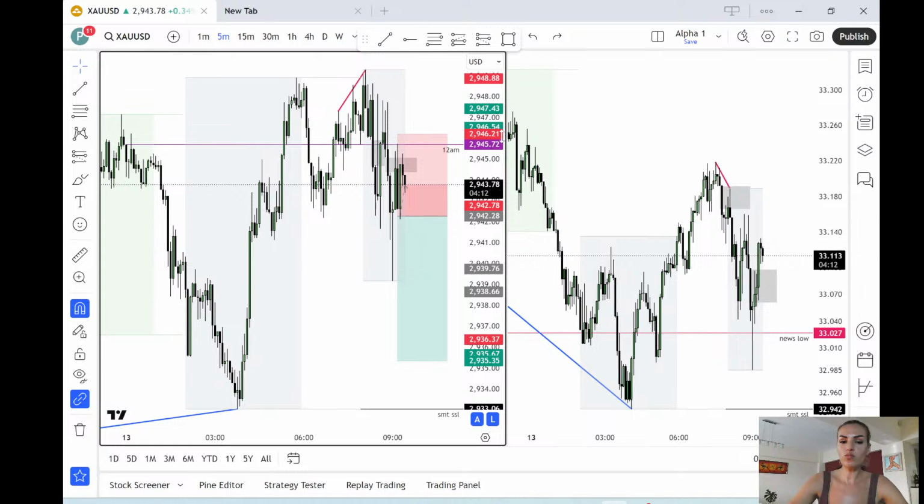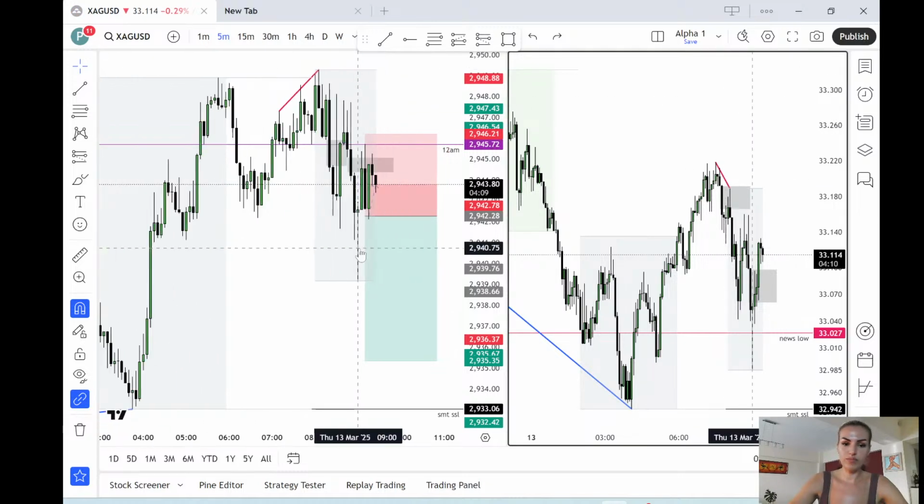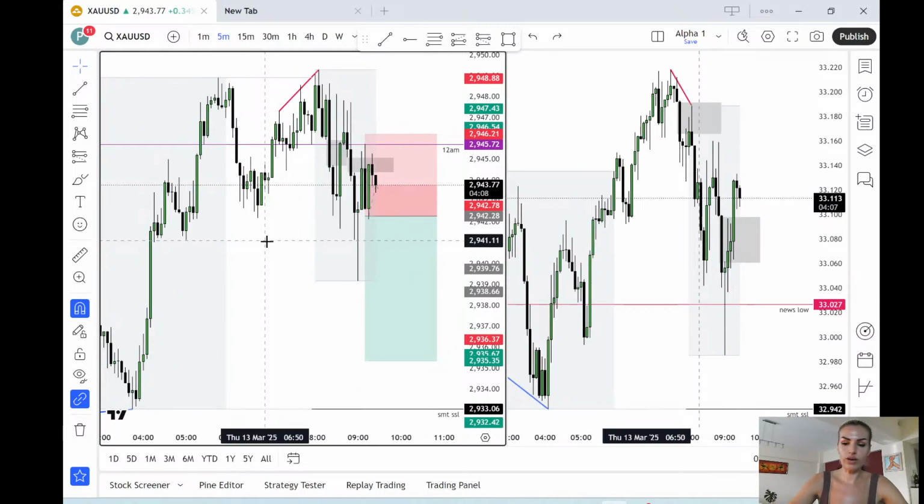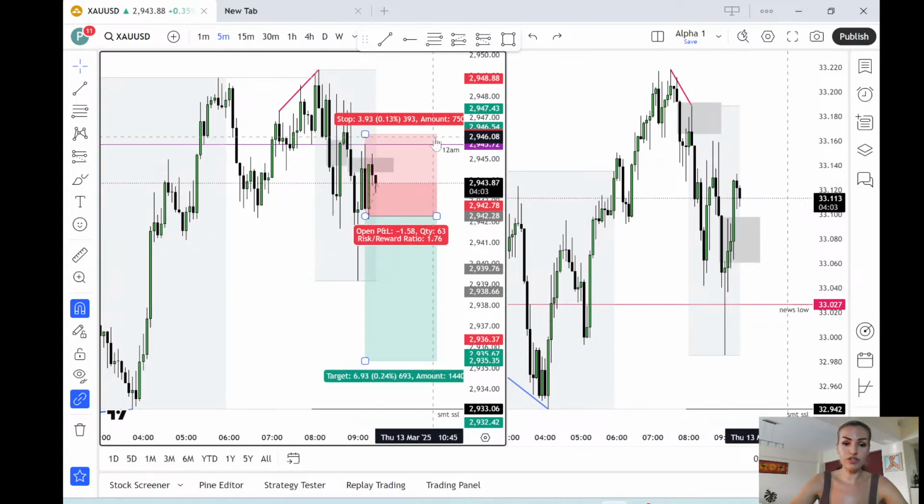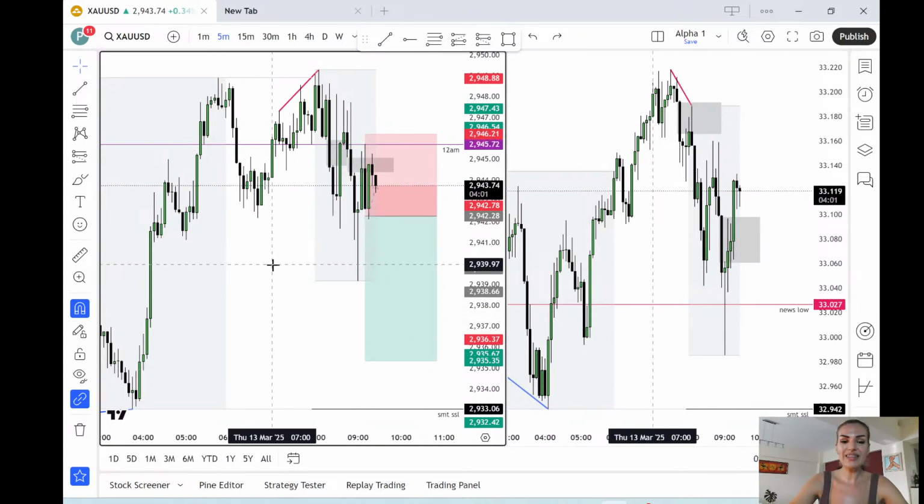So it wouldn't make sense for me at this point if price would just violate the entry candle. This is the reason why I've put my stop loss above the entry candle. It doesn't make sense for me to put it higher.